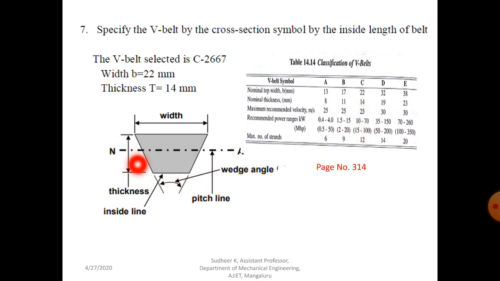After that you have to draw a rough sketch showing the C cross section of a belt, that is a trapezoidal cross section of the belt, mentioning width as 22 millimeter and thickness as 14 millimeter. So that is your design of V belt. That completes your design of belt drive.